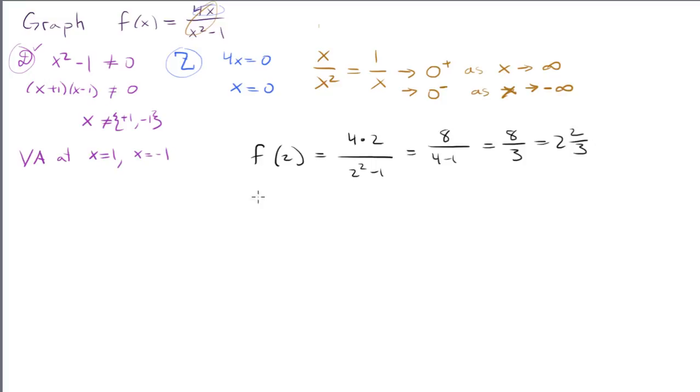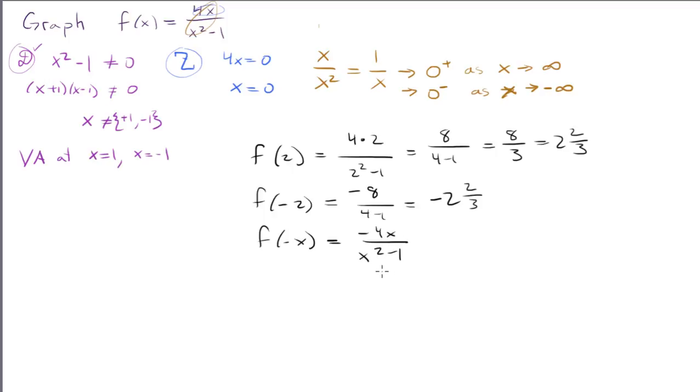Alright. And if I've got f of negative 2, we're going to have negative 8 over 4 minus 1. So that's negative 2 2/3. I wonder, f of negative x is equal to negative 4x over x squared minus 1. Almost. No, as a matter of fact, it is negative f of x. How about that? This thing is odd. That's useful to know, that symmetry.